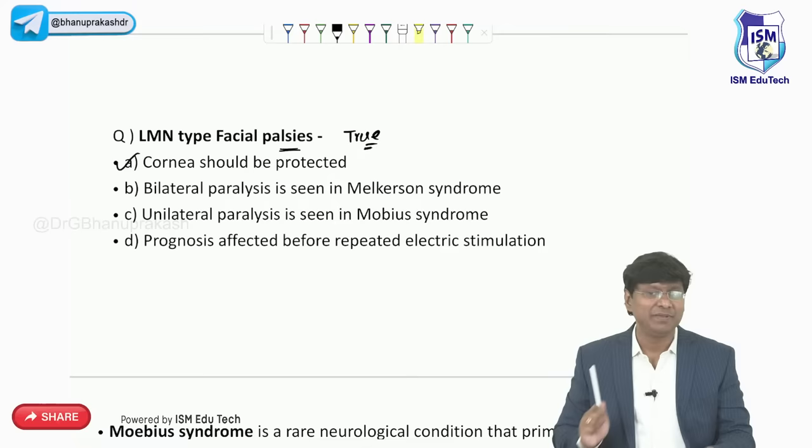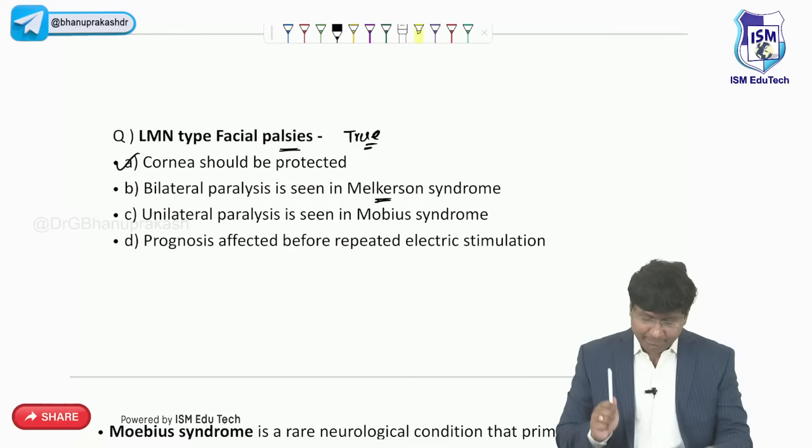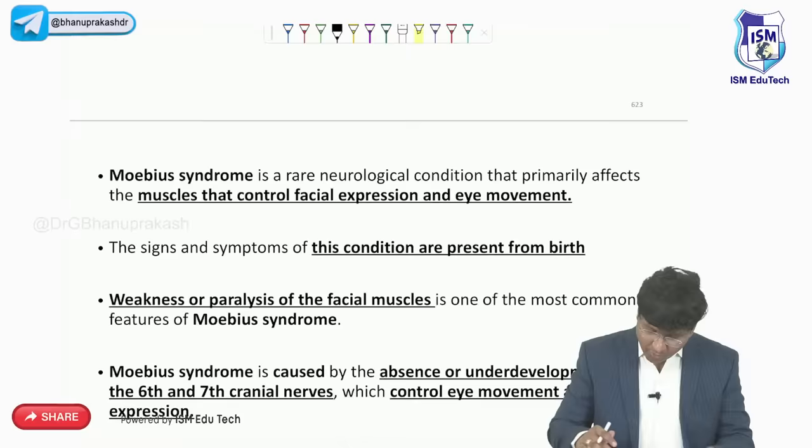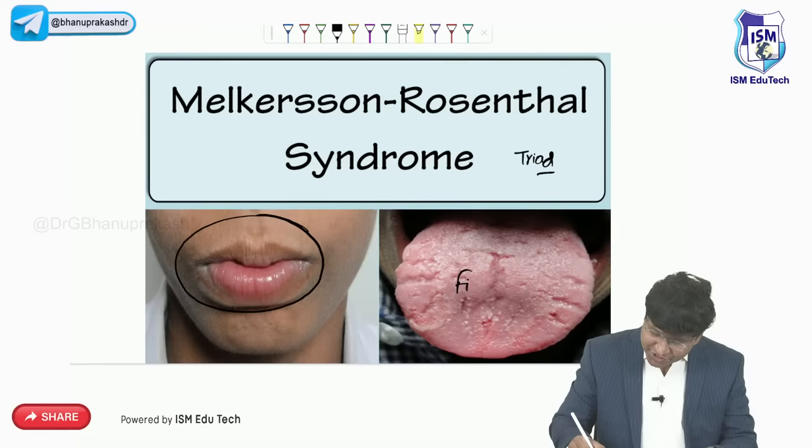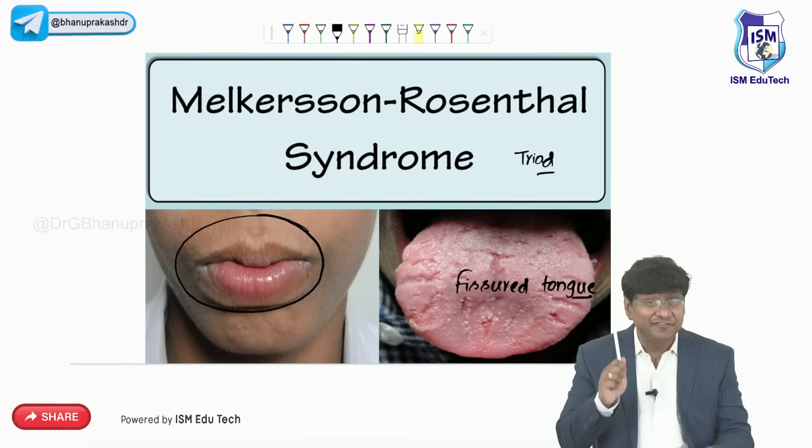You take the Melkersson-Rosenthal syndrome. See, Melkersson-Rosenthal syndrome is not bilateral paralysis. It is unilateral paralysis, and it is characterized by a triad. What is that? Unilateral paralysis of the facial nerve, swollen lips, and a fissured tongue. So that is your Melkersson-Rosenthal syndrome. Okay, it is not bilateral, it is unilateral.